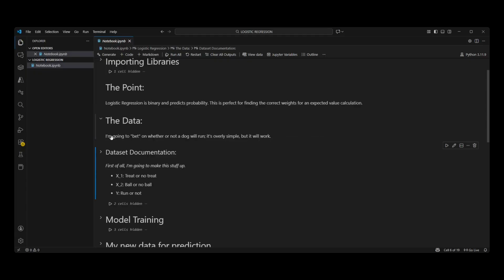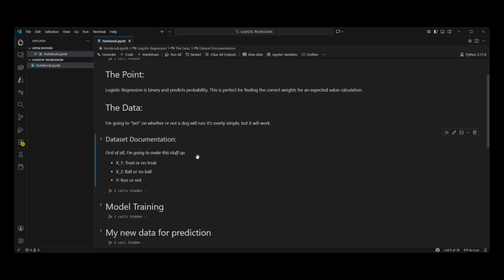So let's look at the data that I'm going to use. I'm going to bet on whether or not a dog will run. It's overly simple, but it will work. And it's going to provide some interesting observations about logistic regression.